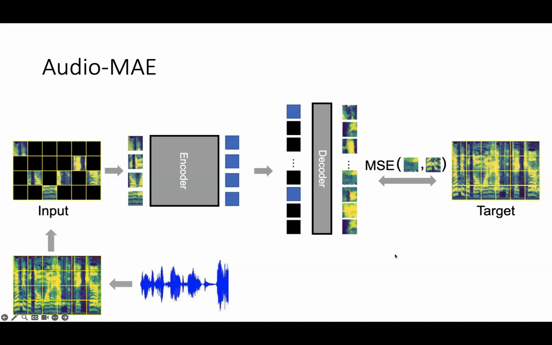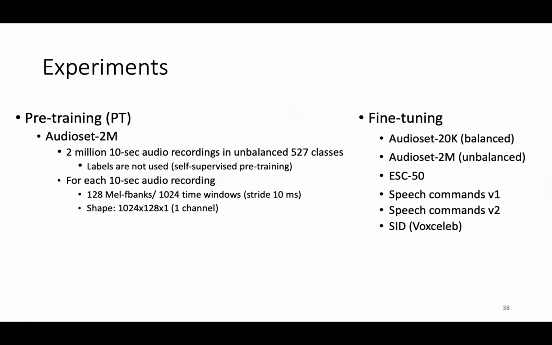We do pre-train again on a very big data set, AudioSet, which has about 2 million short recordings of audio. It also has videos, but we don't use the video information in this work. Here are some details, and we evaluate the model by fine-tuning on a set of standard benchmarks for audio classification.